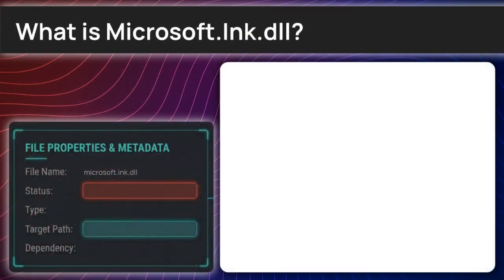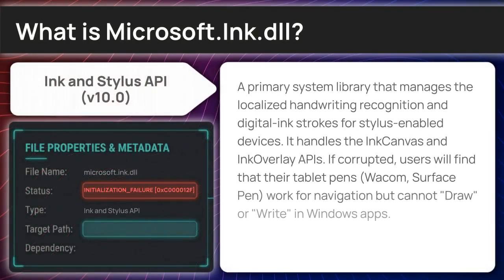This is the Microsoft.Ink Library, a primary system library that manages the localized handwriting recognition and digital ink strokes for stylus-enabled devices. It handles the Ink Canvas and Ink Overlay APIs. If corrupted, users will find that their tablet pens, Wacom, Surface Pen, work for navigation but cannot draw or write in Windows apps. Now that the technicals are covered, let's run the official installer.